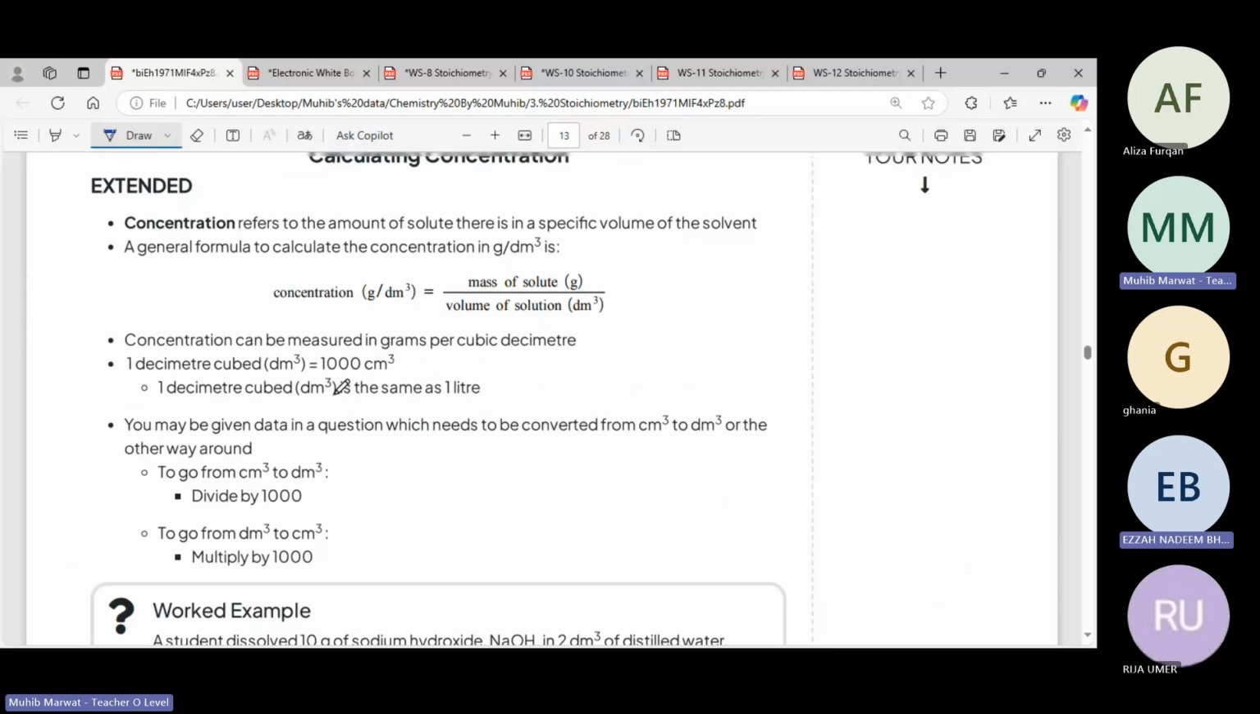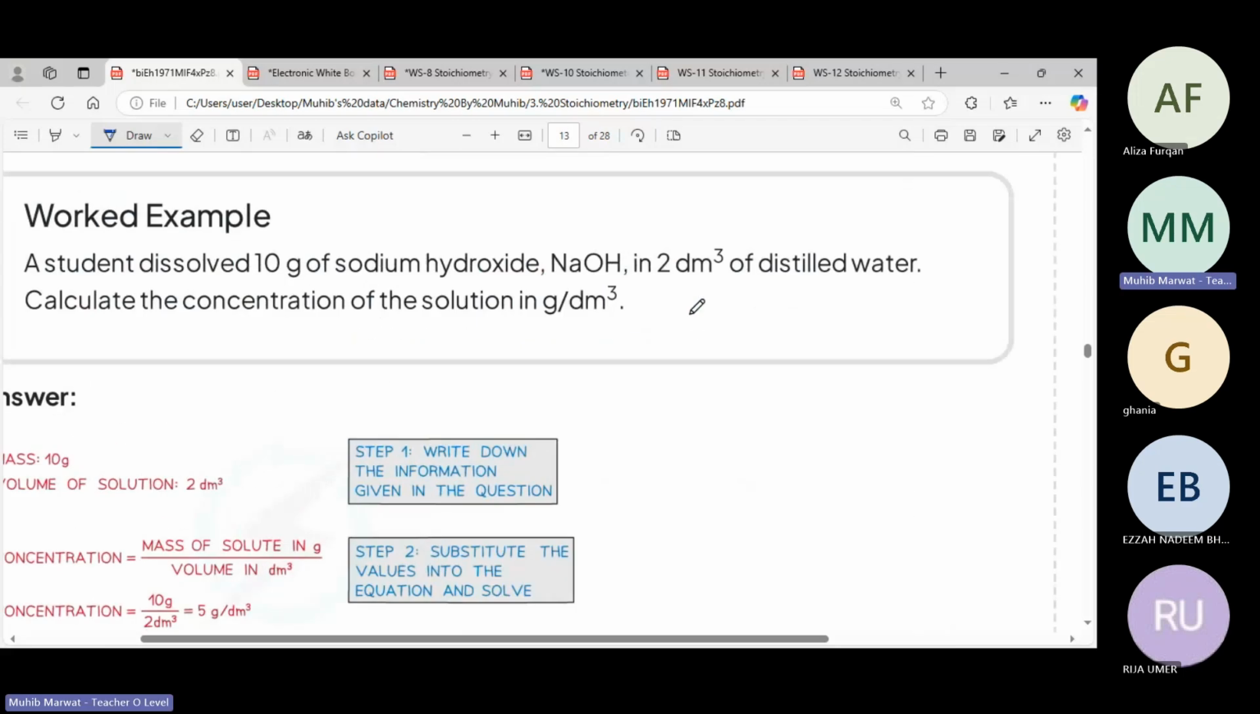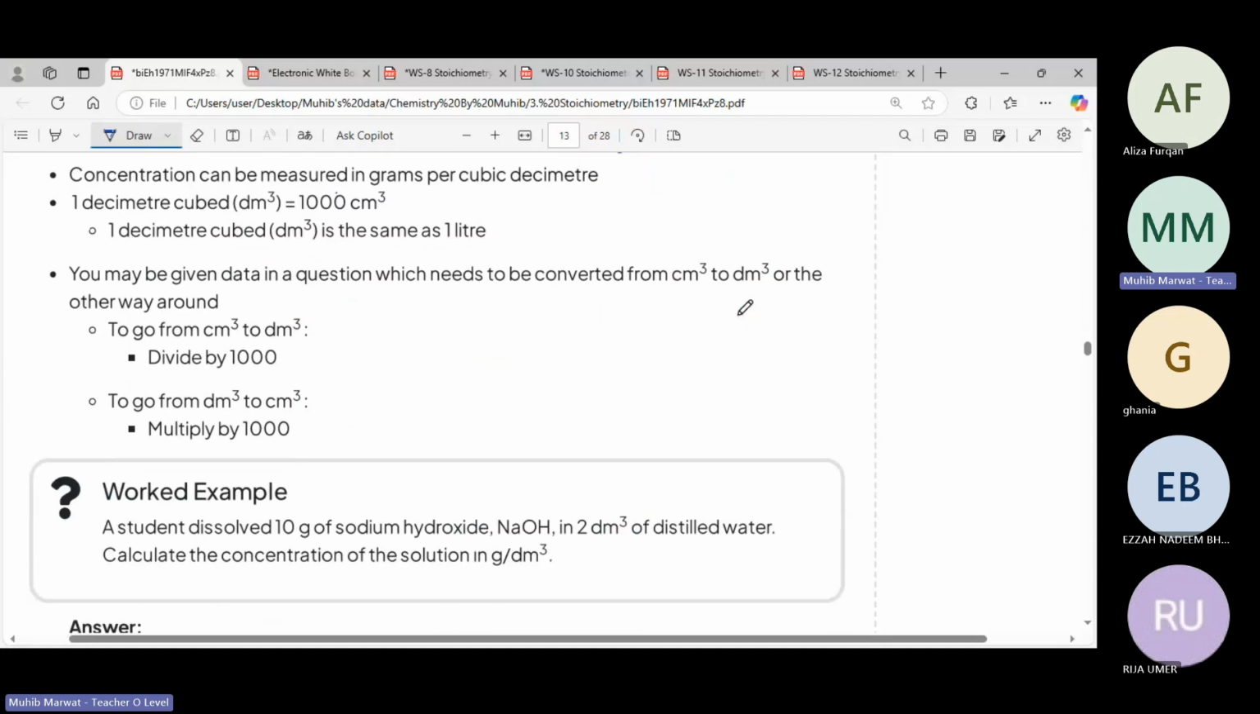You should learn the formula: concentration is equal to moles divided by volume. If the question asks for concentration in grams per dm cube, then you will have to take the mass of solute in grams and the volume in dm cube, right? Similarly, if you have been asked to find concentration in moles per dm cube, then you will have to take the amount of solute in moles and the volume in dm cube. So let's do one question.